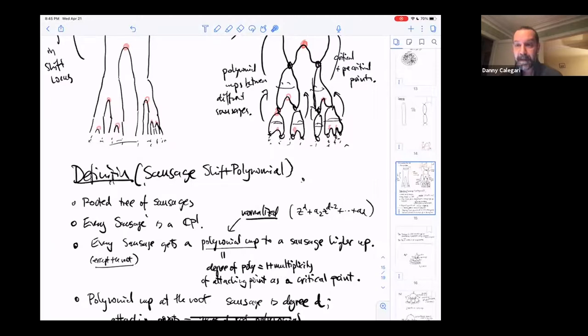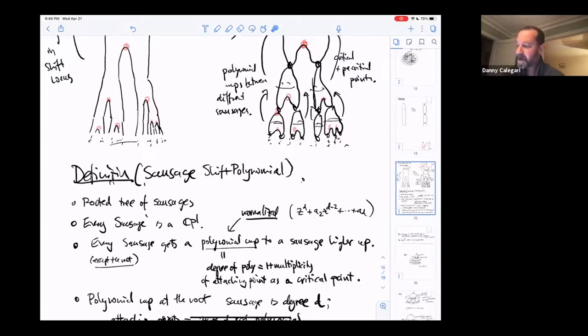And then you get a Cantor set of ends, and you can just check that under this hypothesis, the dynamics of this polynomial map from this tree of sausages to itself acts as a D to one map on the set of ends to itself. So the set of ends is a Cantor set, and the action on the set of ends is topologically conjugate to the shift on a D letter alphabet. So these are genuine shifts in the sense of shift polynomial.